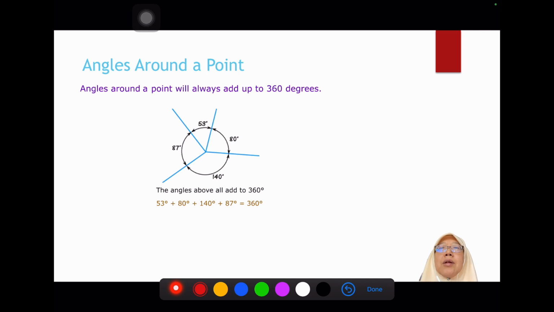Alright, angles around a point. Angles around a point will always add up to 360 degrees. This is the point. Then we have 80 degrees, 53 degrees, 87 degrees, 180 degrees. Here we can see that when you add up, it will add up to 360 degrees. So if you're looking at angles around a point, then you need to add up everything.